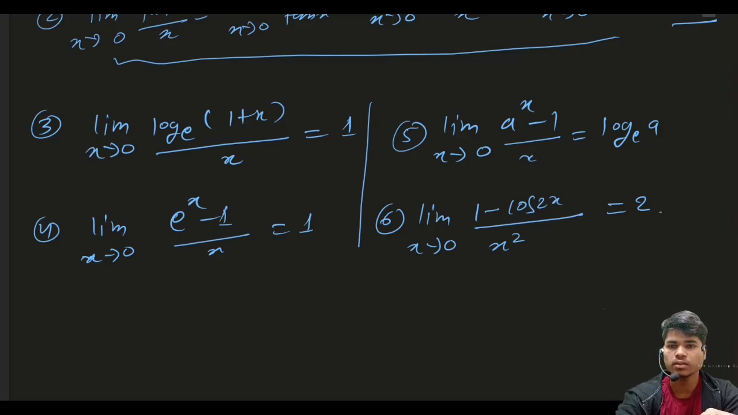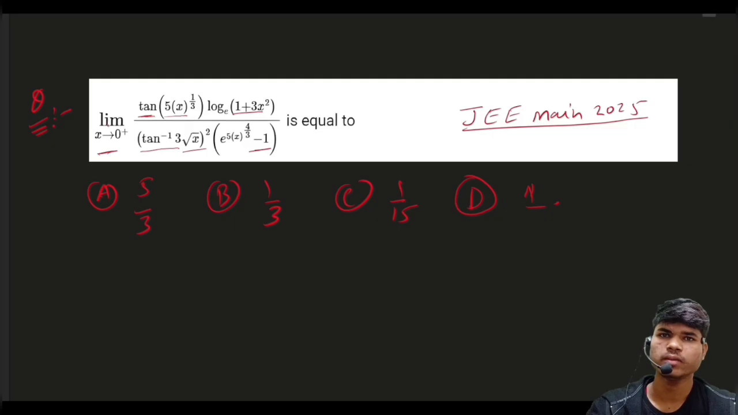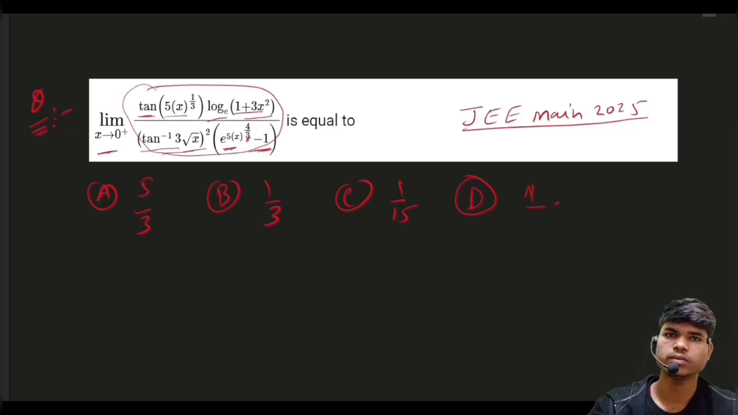Now we will see one JEE question. We are given that limit x tends to 0 positive tan of 5 into x to the power 1 by 3 into log 1 plus 3x square divided by tan inverse of 3 root x whole square into e to the power 5 into x to the power 4 by 3 minus 1. We have to find the limit of this expression at x equals 0.